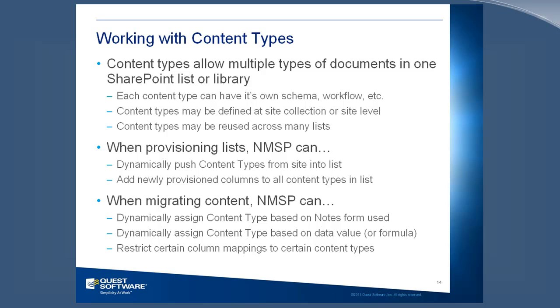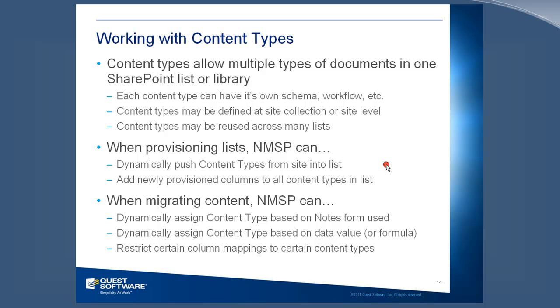What Notes Migrator for SharePoint can do now is we can push content types that you've already defined at the site level into the particular list that you're creating. And we also have the option, kind of a separate option, that when you define a new column, you can push that new column into all the existing lists. So these are 6.1 features, and these are really just substitutes for something you could easily do manually by going into the site settings.